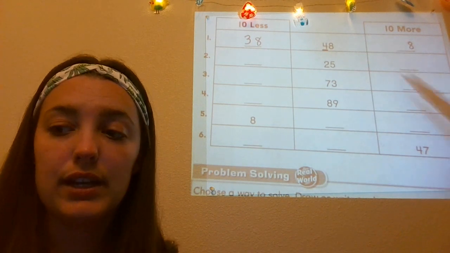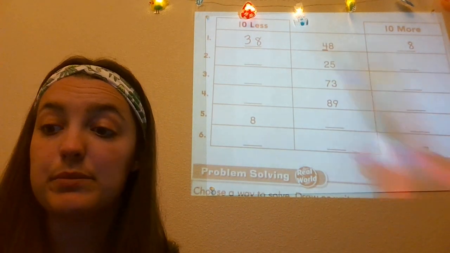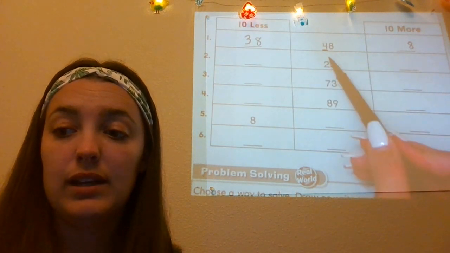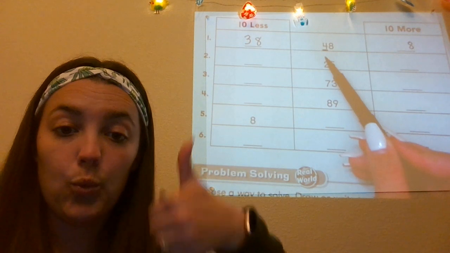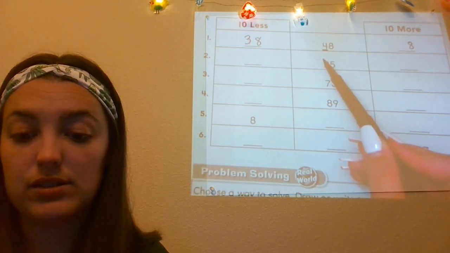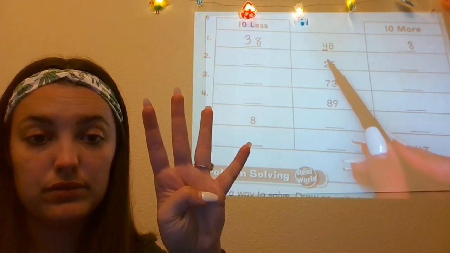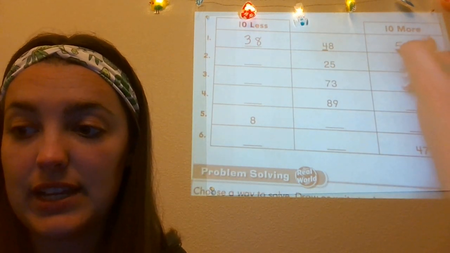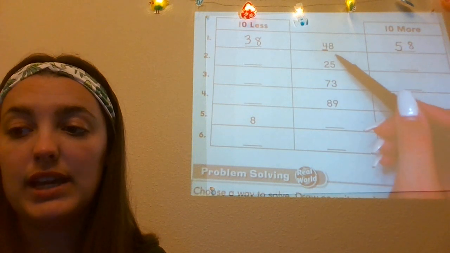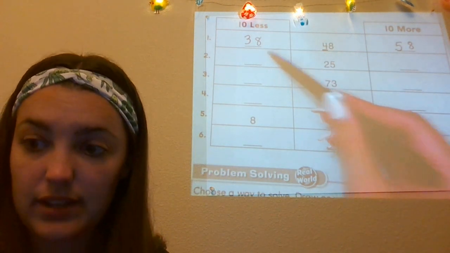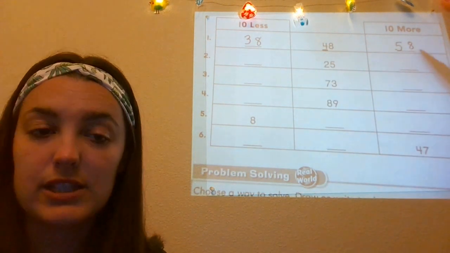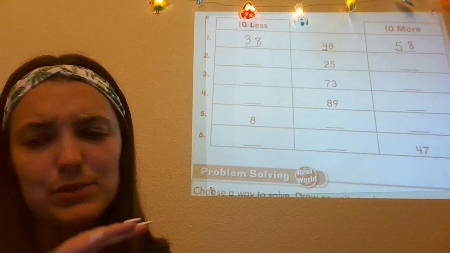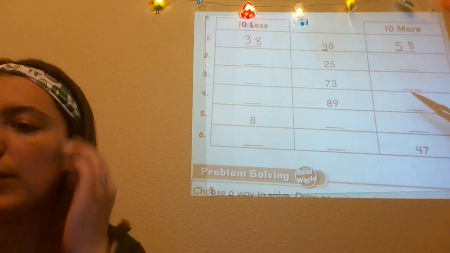Okay, and if I bring that over to my 10 more side, I'm leaving my 8 alone. I know it ends in an 8. I'm going to take that 4 and I want it 1 higher, 1 greater. So what is 1 greater than 4? 5. Okay, so it becomes a 58. 10 less than 48 is 38. 10 more than 48 is 58. That kind of makes sense. We're going to keep going for a few more. Okay.